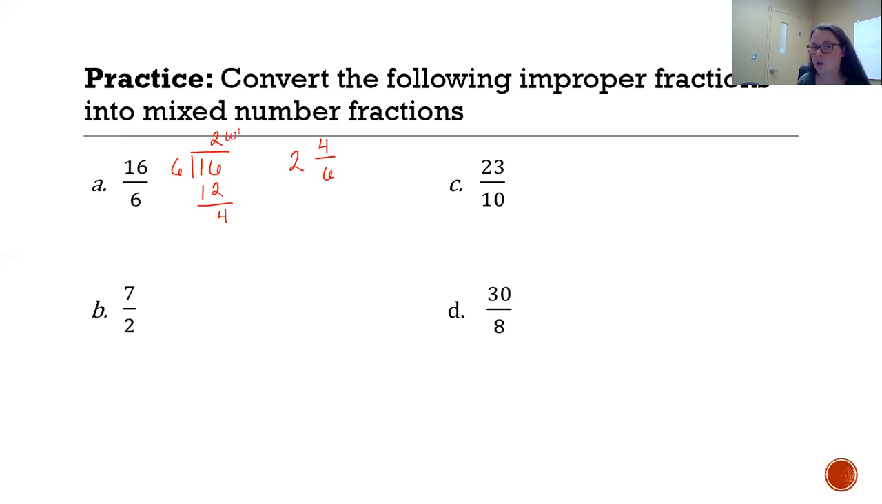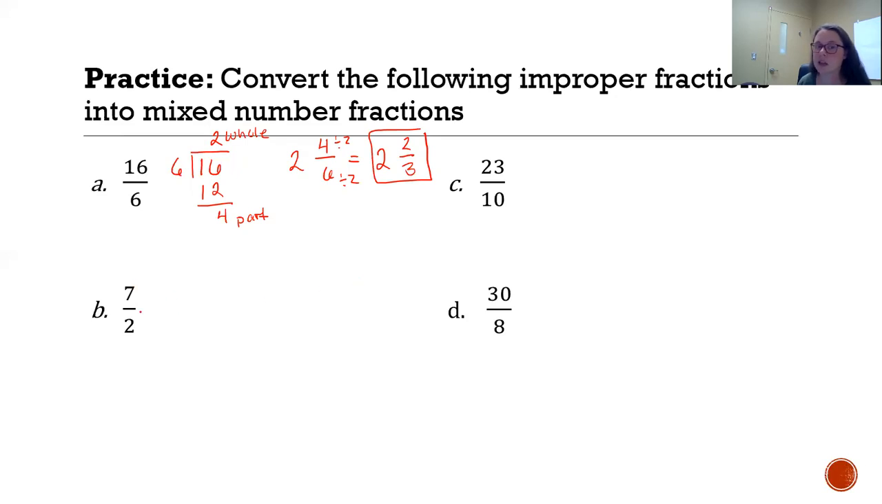So this is always my whole. This is the part. Okay. Again, we need to reduce that. So I can divide these each by 2. And we get 2 and 2/3, and that will be our final answer.